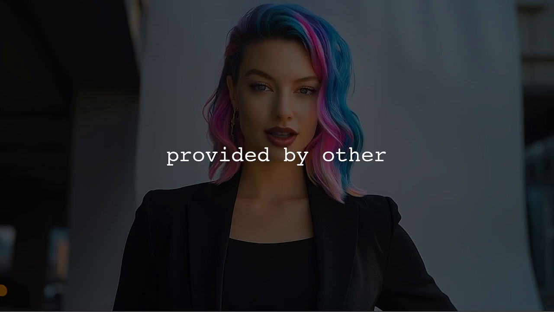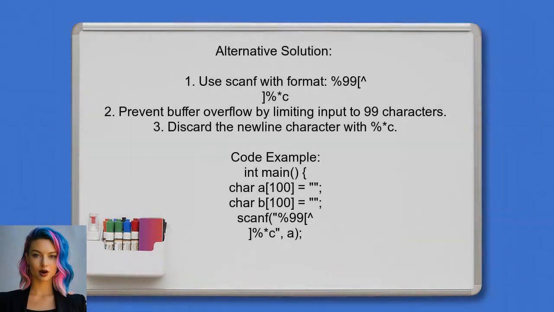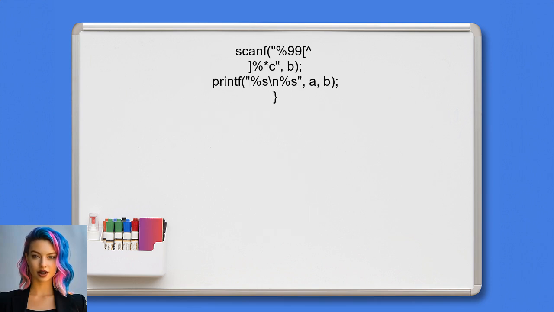Now let's look at the answers provided by other users. This user offers an alternative solution for reading two long sentences using scanf. They suggest using a specific format string to ensure proper input handling. The format string includes a maximum character limit to prevent buffer overflow and a method to discard the new line character after input.